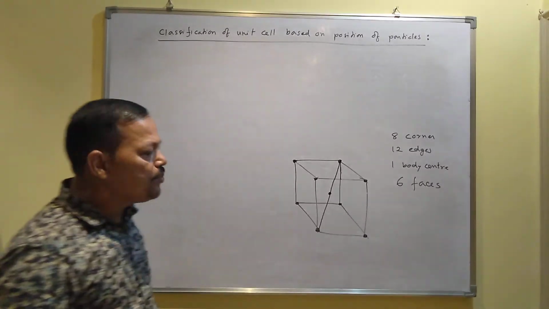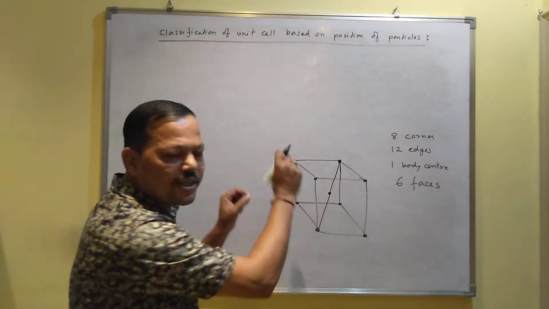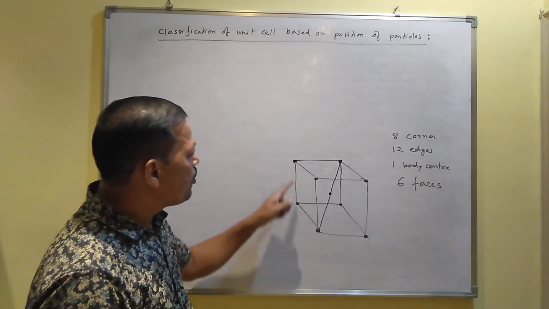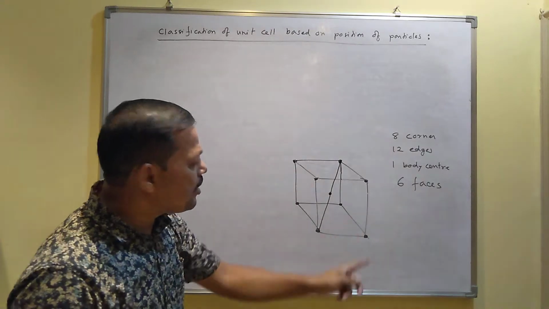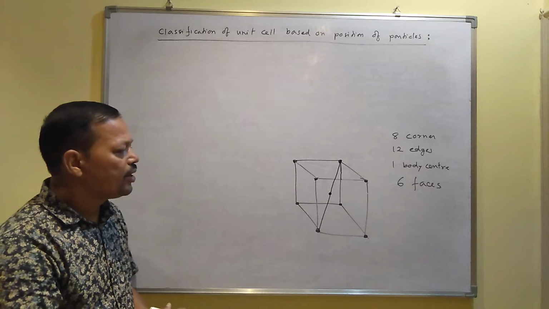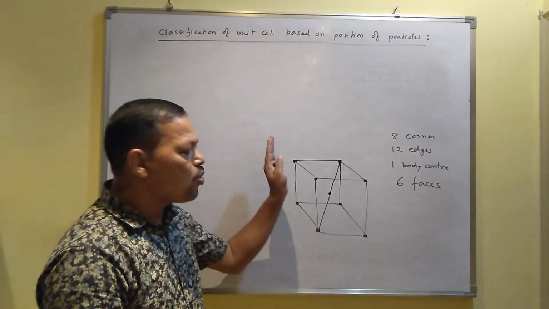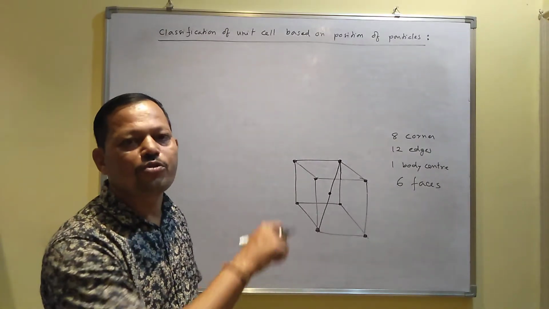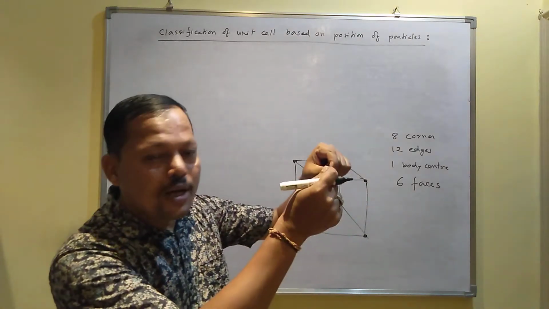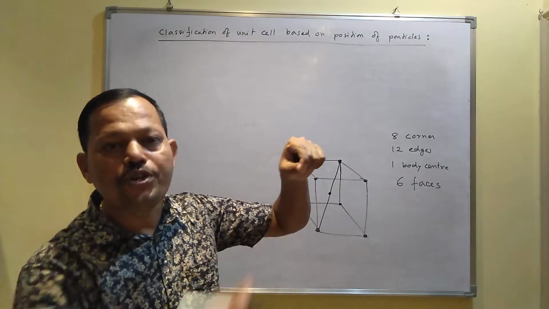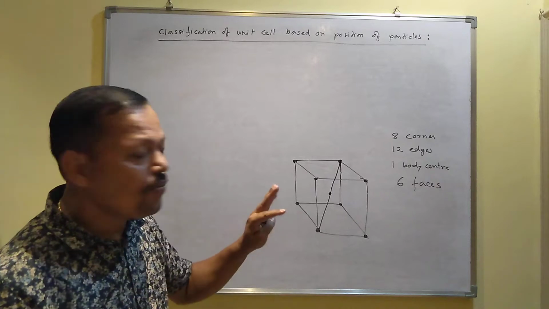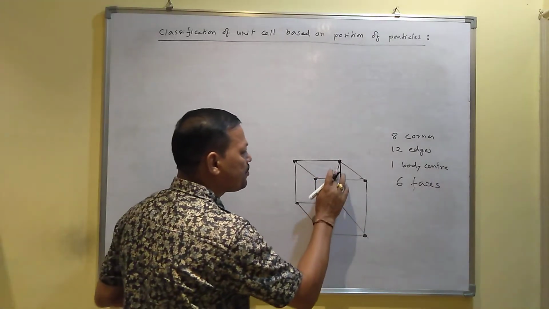Can you tell me how many body diagonals you can draw inside the cube? Like this, from this corner to this corner you will get one body diagonal. From this corner to this corner you will get another body diagonal. How many body diagonals can you draw inside the cube? Inside the cube you can draw 4 body diagonals from one corner to another corner. Body diagonal means that diagonal which comes through the center of the cube, through the body. That diagonal is called the body diagonal. So in a cube you can draw 4 body diagonals.